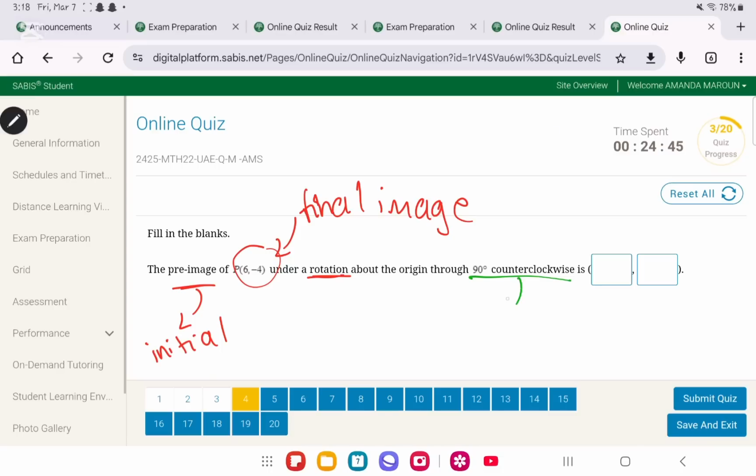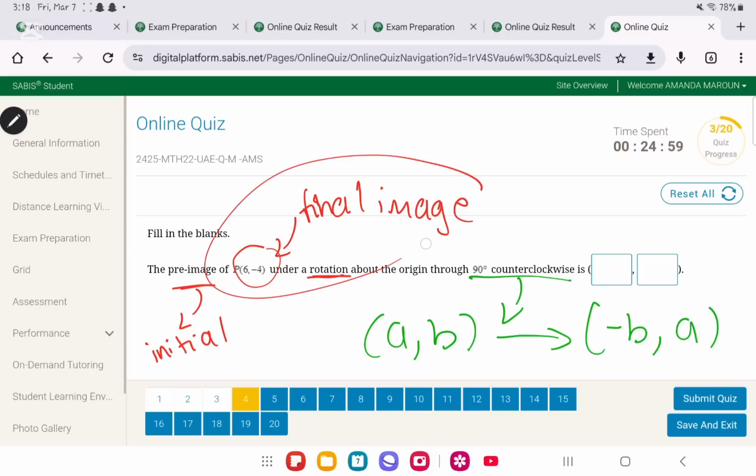You should know that what happens in a 90 degrees counterclockwise rotation is that the point (A, B) will become (-B, A). So if you are given the final image, which is (-B, A), and they need us to find the pre-image, which is the initial image, (A, B), then (-B, A), as written above, is (6, -4), but we need to find the initial image, which is (A, B). Very simply, we're going to do the opposite.